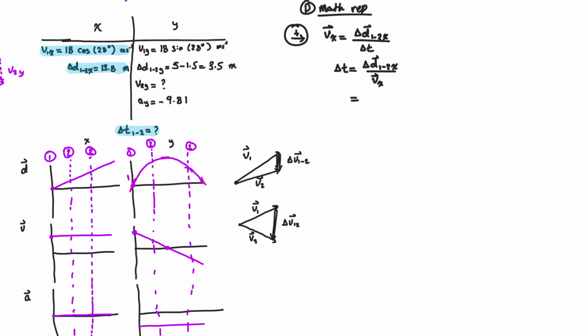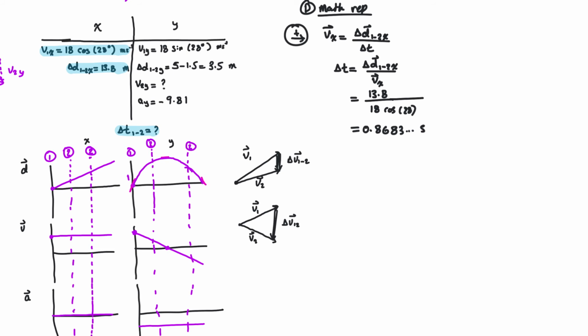And when I put the magnitudes in, position here is 13.8 positive because it's to the right, and velocity is also to the right, and my value there is going to be 18 cosine of 28, and I will get 0.8683... seconds. I'm not asked for this one, so I don't have to write it in proper number of significant figures yet. But I'm going to keep the actual value and use that value in the rest of the question.